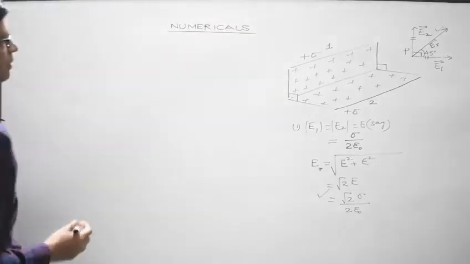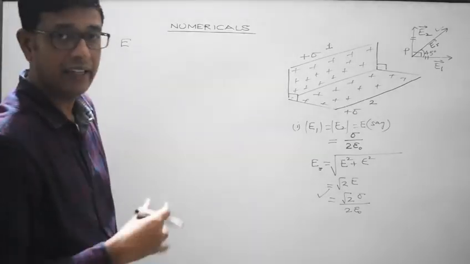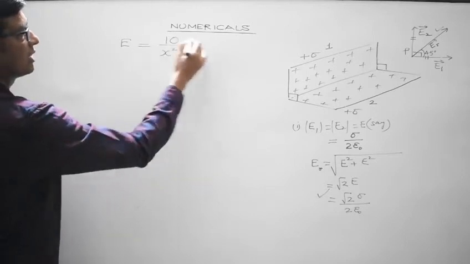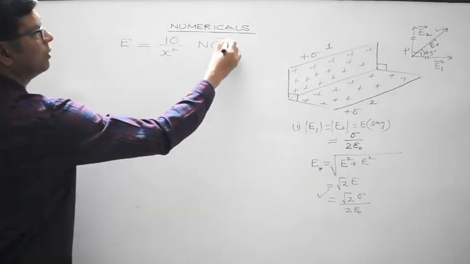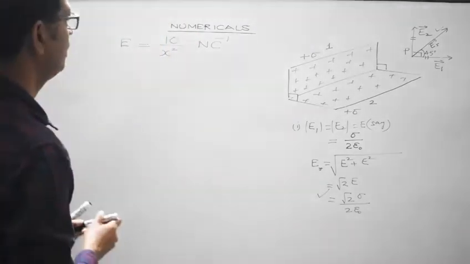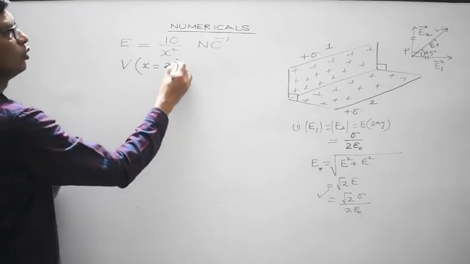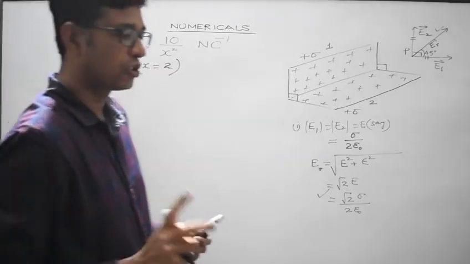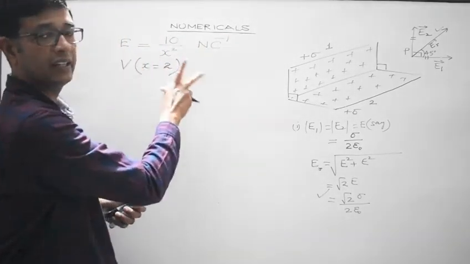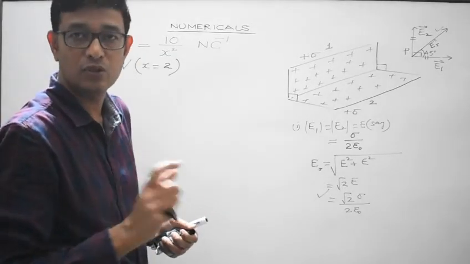Suppose the electric field varies with distance x as 10 by x square, where the electric field is in Newton per coulomb and distance is measured in meters. We're dealing with SI system. So we need to find out the potential at x equals 2 units, right? So the question is, the electric field varies with distance x as E equals 10 by x square. We need to find out the value of potential at x equals 2.